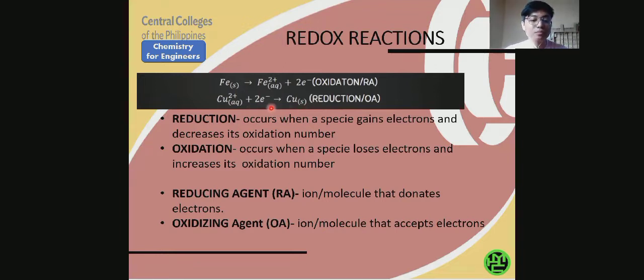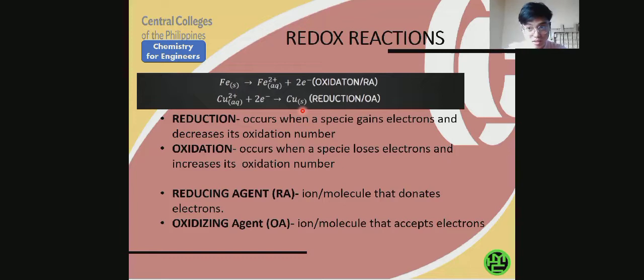Ito yung electron. Kumbaga, nagdagdag tayo ng dalawang electron dun sa reactant side and decrease yung oxidation number niya. Kasi from positive 2, naging 0. So a decrease in an oxidation number means that particular species gained electron undergoing a reduction reaction.